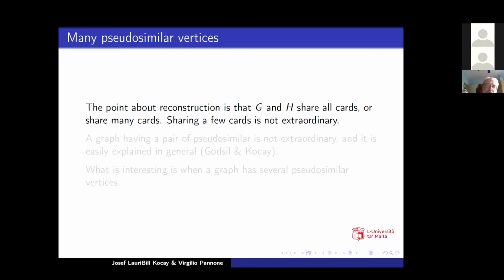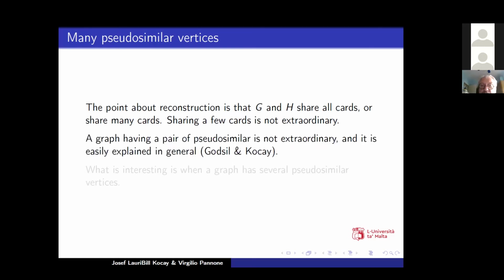Now, the point about reconstruction is that G and H share all the cards or many cards. Sharing a few cards is not extraordinary. You wouldn't expect necessarily that G and H are isomorphic. The same thing with pseudosimilarity. A graph having a pair of pseudosimilar vertices is not extraordinary. And in fact, in a strict sense, it can easily explain why it happens.